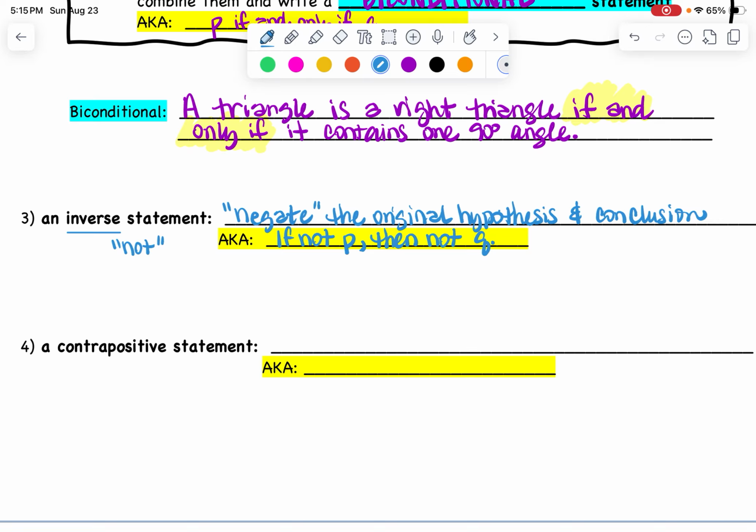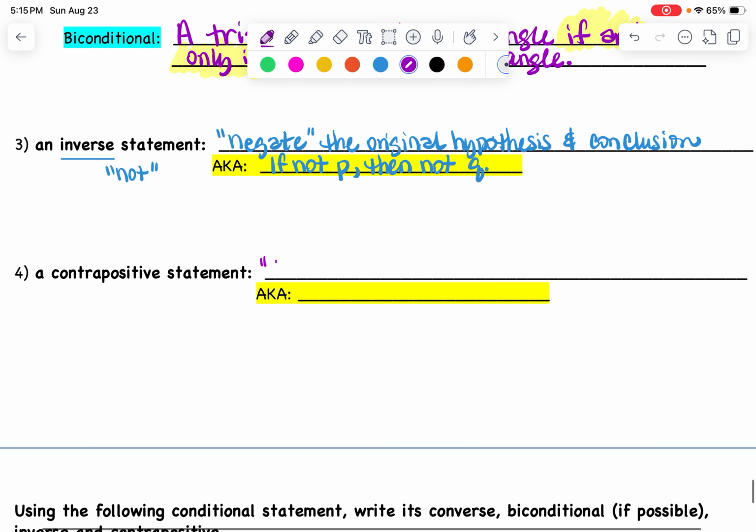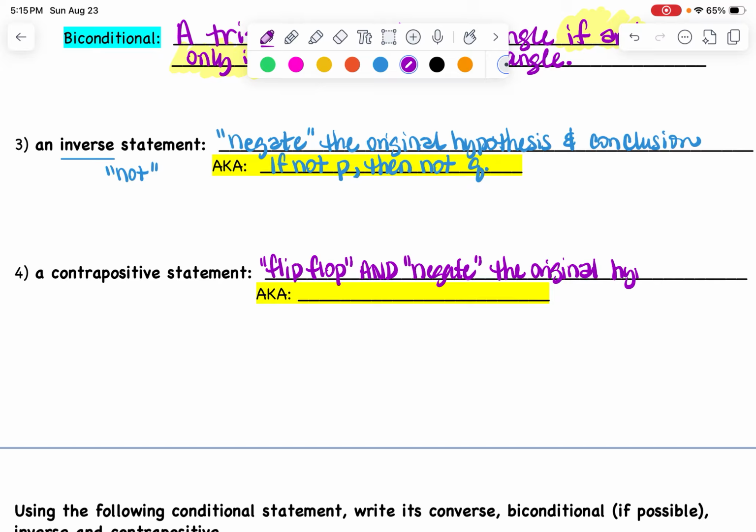All right, the contrapositive is if the inverse and converse have a baby, and it's both, right? So the contrapositive is where we flip-flop and negate the original hypothesis and conclusion. I am going to run out of room here, so I'm just going to abbreviate if that's cool with everybody. So we're going to do both. We're going to flip-flop and negate the original hypothesis and conclusion.